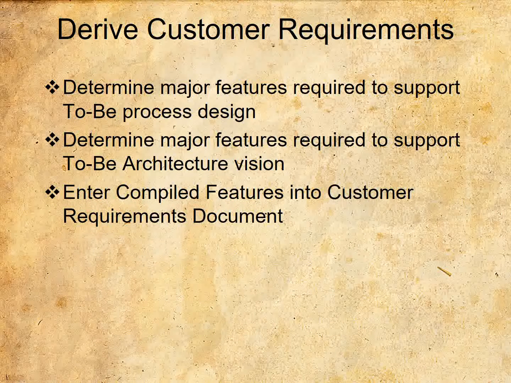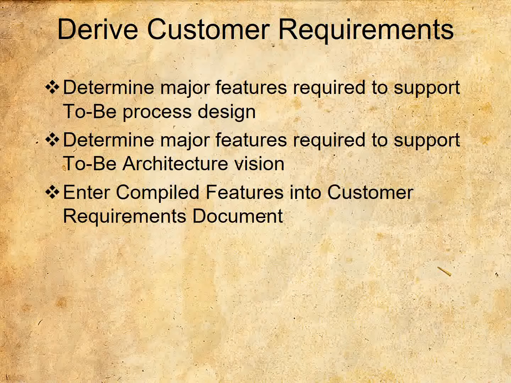Determine major features required to support to-be process design. Review the strategies and process critical success factors of the goal model, and determine if there are any major features needed to support them. Review the to-be process vision and to-be process designs, and identify any major features that are required to support these designs. Review the change impact risk analysis document, and determine if there are any major features required to mitigate these issues. Document all business requirements using the requirement information collection template.